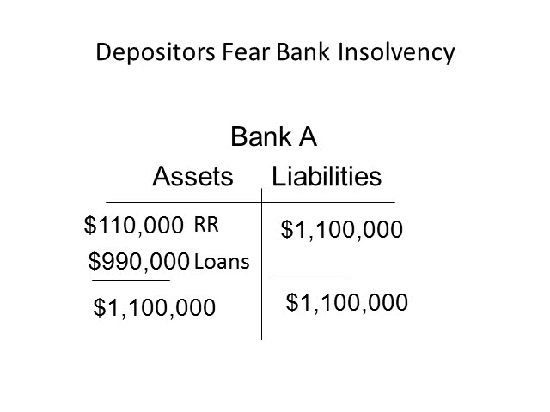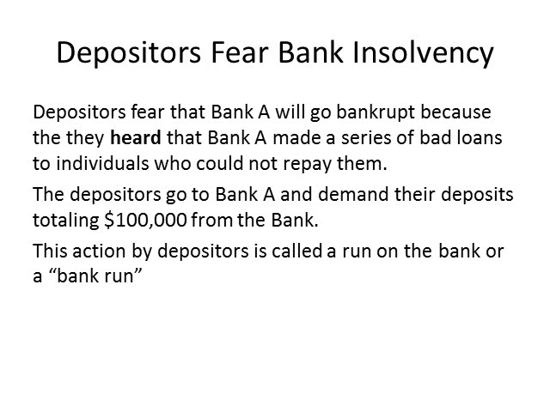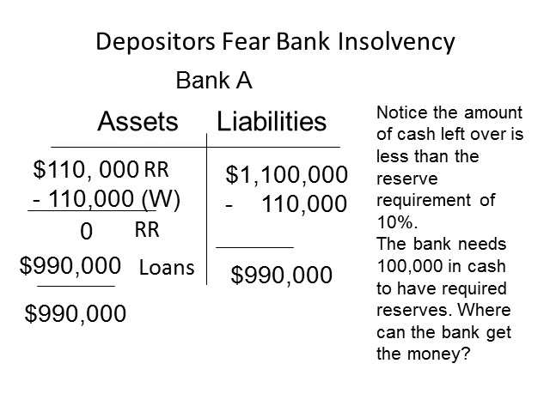Another scenario is that depositors fear that a bank is in financial trouble and decide to take their money out. Once again, our bank is in good financial health. Our bank has $110,000 in required reserves against $1,100,000 in liabilities. One morning, depositors show up and demand all of their money. Well, the bank will pay out the $110,000, but it will be unable to pay out the remainder of the money.